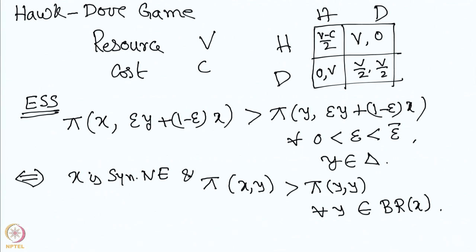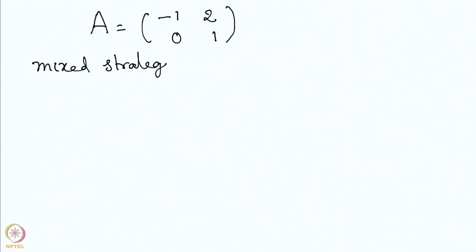So, compute the Nash equilibrium of this game, particularly the symmetric Nash equilibrium, and then verify one of these two conditions. I will leave the general case as an exercise, but in particular, what I will do right now is take this matrix A to be minus 1, 2, 0, 1. We look at this specific situation and then calculate. So, we look at the mixed strategy half, half.